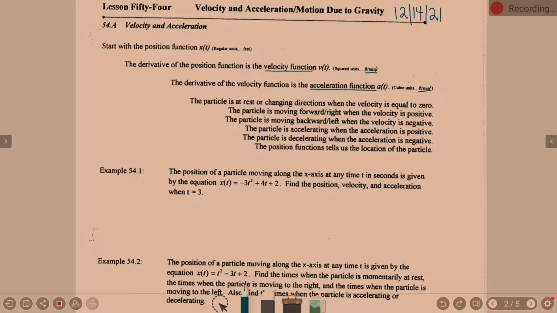So, okay, example 1. I recall it asked 3 different questions here. The position of a particle moving along the x-axis at any time t in seconds is given by the equation x of t. Find the position, velocity, and acceleration when t equals 3. So we're being asked to find the position, the velocity, and the acceleration at time 3. Okay, if we plug in 3 first, what is that finding? That is finding position. So I'm finding x of 3, which is negative 3 times 3 squared plus 4 times 3 plus 2. Negative 27 plus 12 plus 2. Is it negative 13?